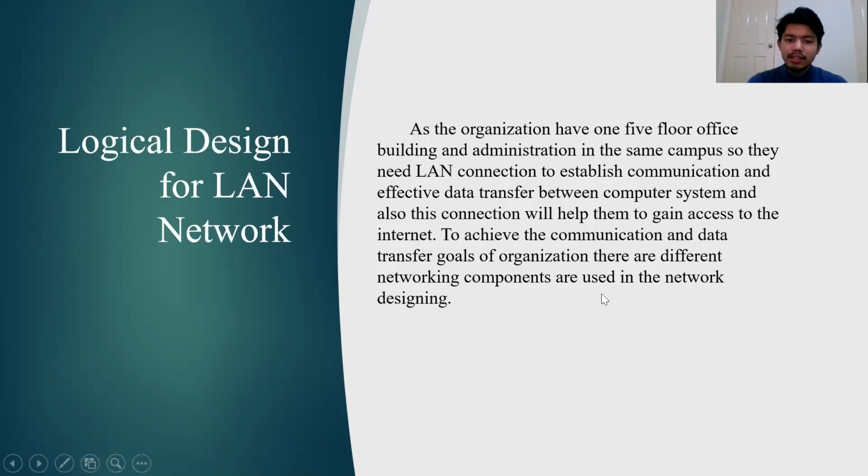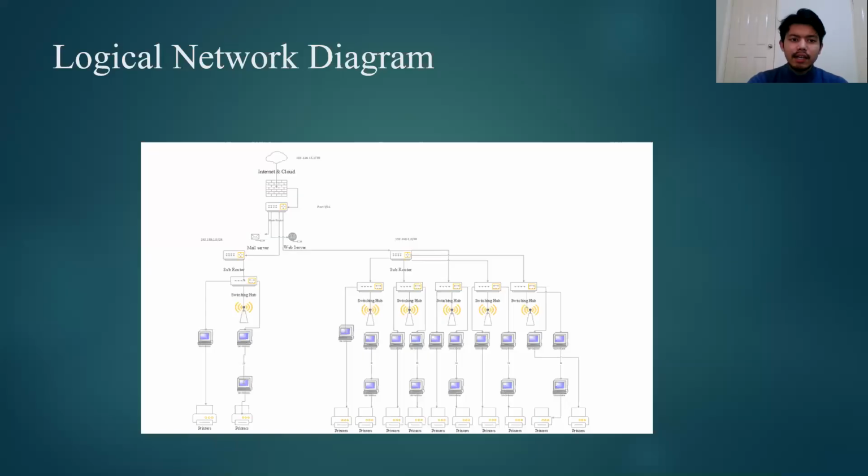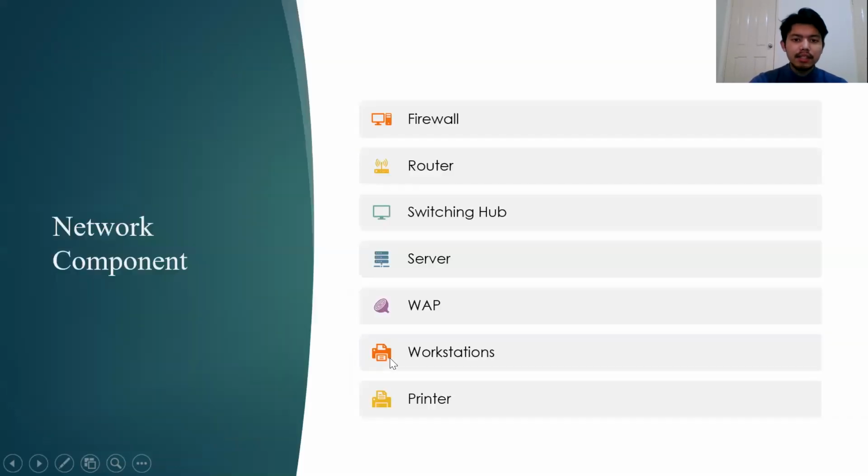To achieve the communication and data transfer goal of the university, there are different networking components that we have used during the network designing. This is my logical network diagram, and this is for the administrative building, and this is for the five-story building. As per our requirement, it asks for establishing 15 printers in the premises.